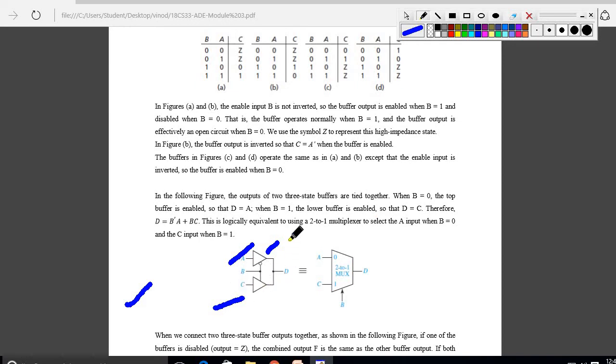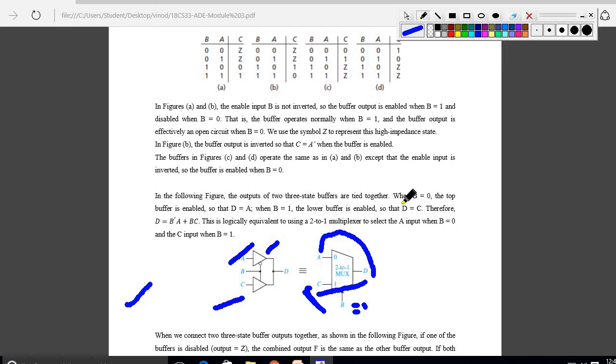The lower buffer is enabled when B is equal to 1, so D is equal to C. See this one, it looks like the same concept as a 2:1 multiplexer. The 2:1 multiplexer logic and this particular logic look the same, because the data inputs A and C will be selected depending on the B value, right? Is it clear? So when B is equal to 0, D selects the data input A. When B is equal to 1, D selects the data input C. It is the same logic as the 3-state buffer, right?